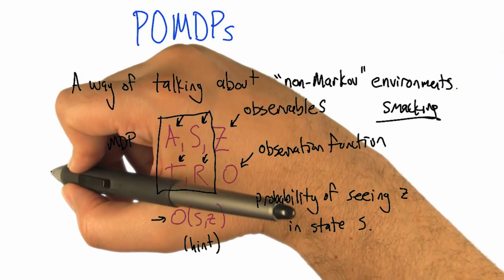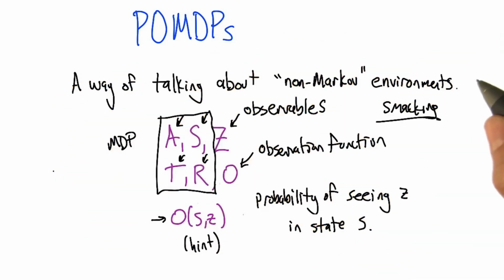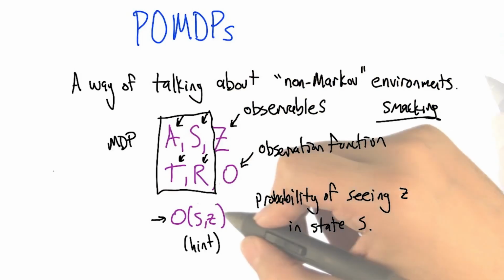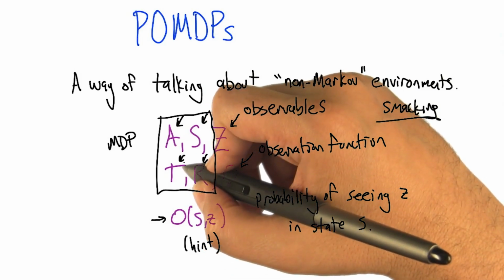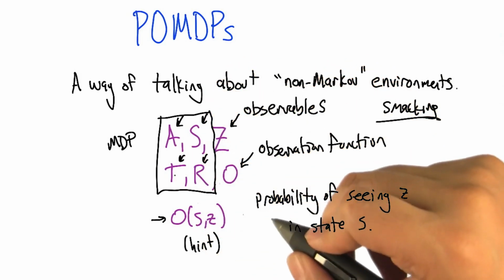Okay, so a POMDP basically has an MDP inside of it, and you can't see all of it. And in particular, the part you can't see is S and maybe T. The T relates S and A, right? The T says how, given that you're in a state and you take some action, what state do you go to next?